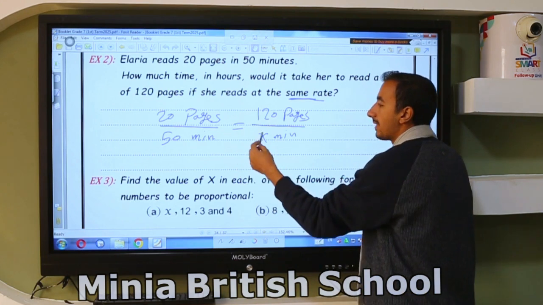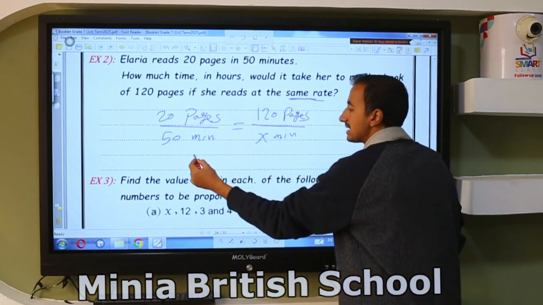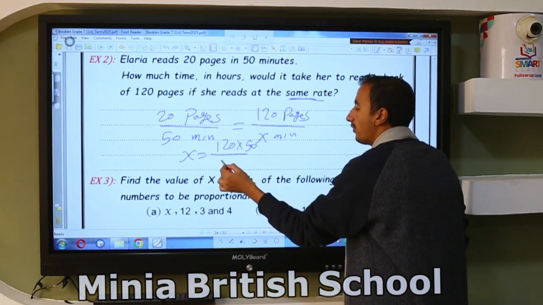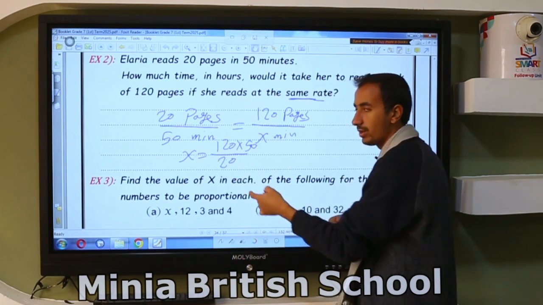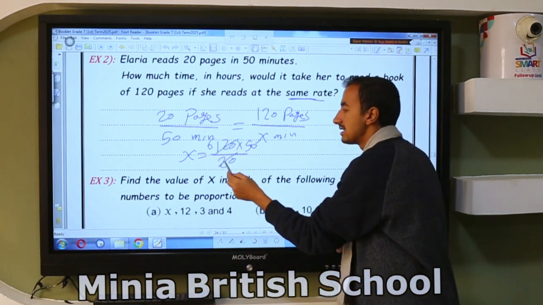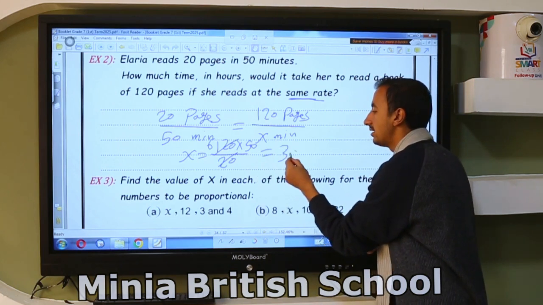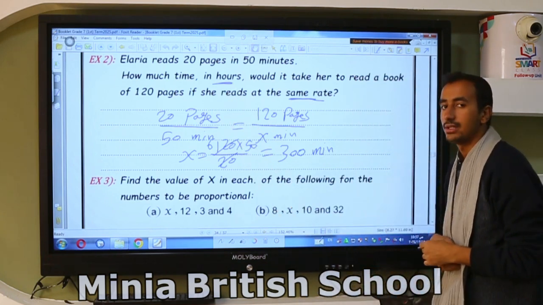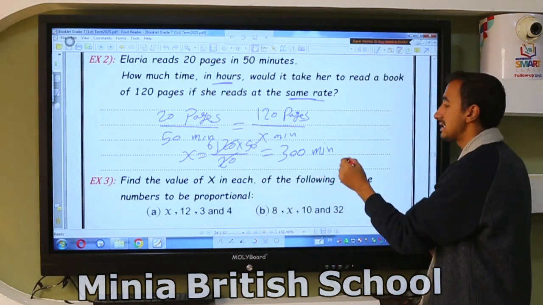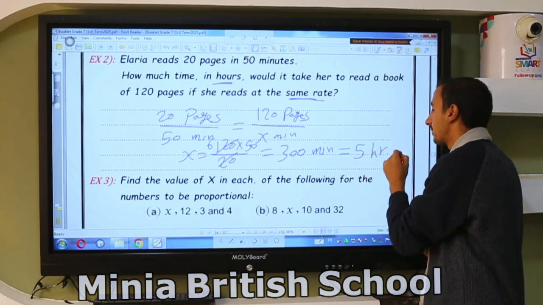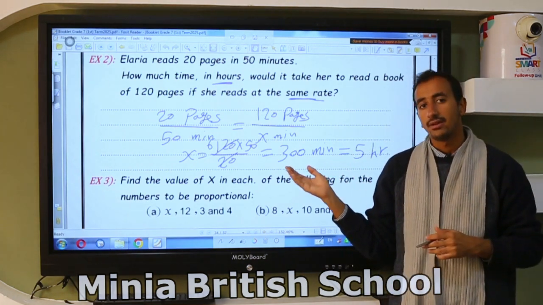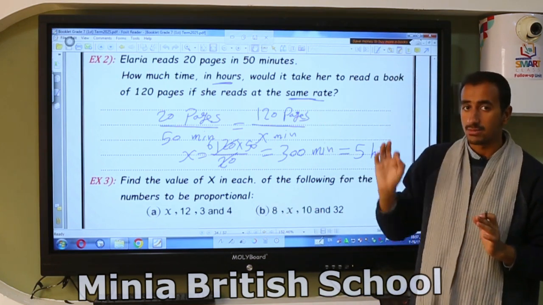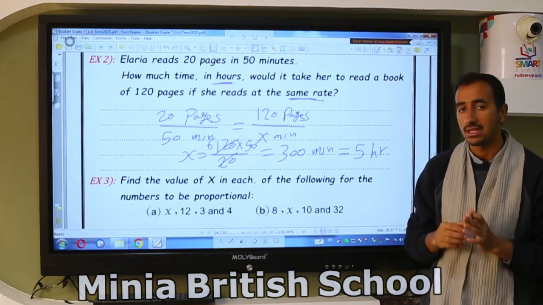Here the product of means equals the product of extremes, so x equals 120 times 50 over 20. 120 over 20 is 6, and 6 times 50 equals 300 minutes. But I need it in hours, so I divide by 60. 300 divided by 60 equals 5 hours. So Ilaria takes 5 hours to read 120 pages at the same rate. Be careful when you read the exercise.